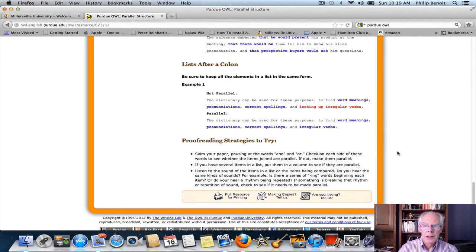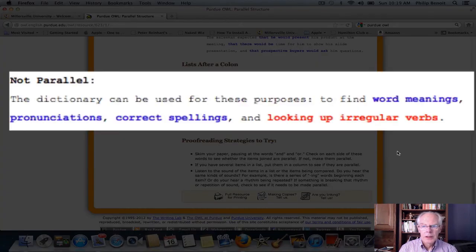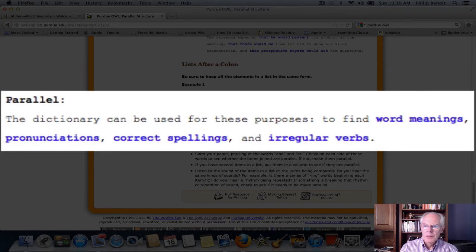Same thing applies to lists after a colon. Be sure to keep the elements in the same form. Here's the non-parallel example: The dictionary can be used for these purposes: to find word meanings, pronunciations, correct spellings, and looking up irregular verbs. No, I don't think so. That doesn't sound right. All of a sudden we've shifted. So, easily fixed: The dictionary can be used for these purposes: to find word meanings, pronunciations, correct spellings, and irregular verbs. Very simple to make those constructions parallel.